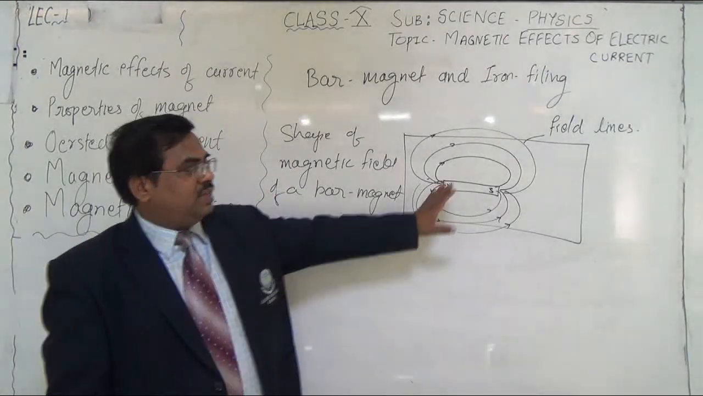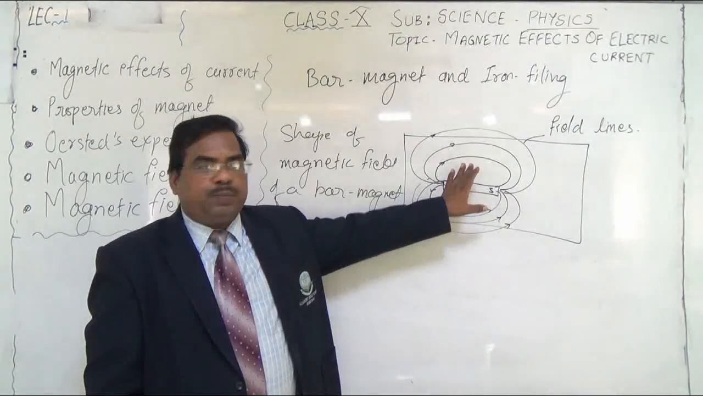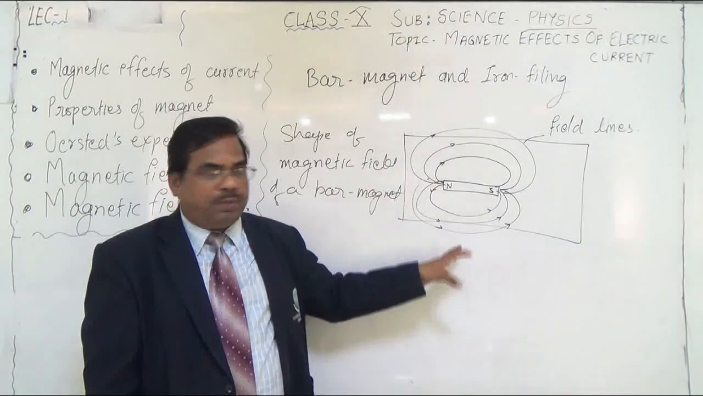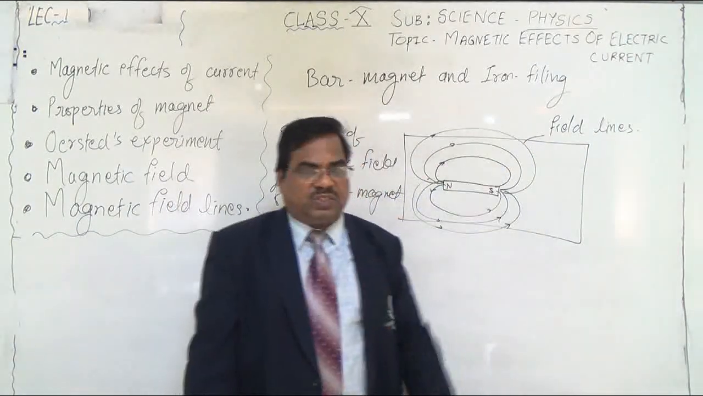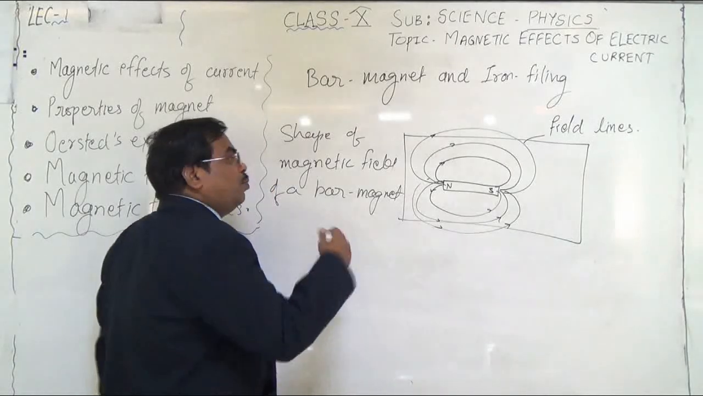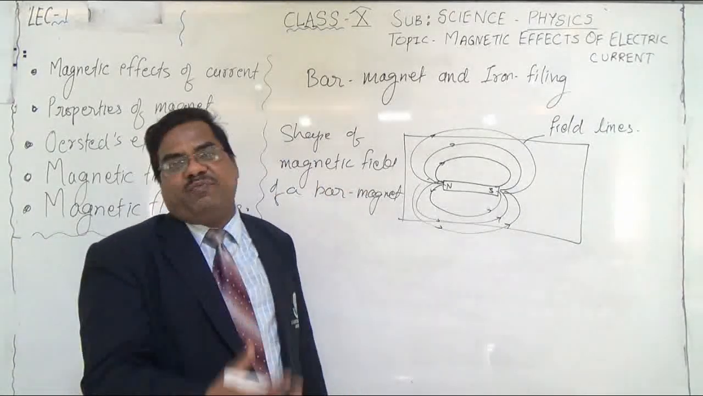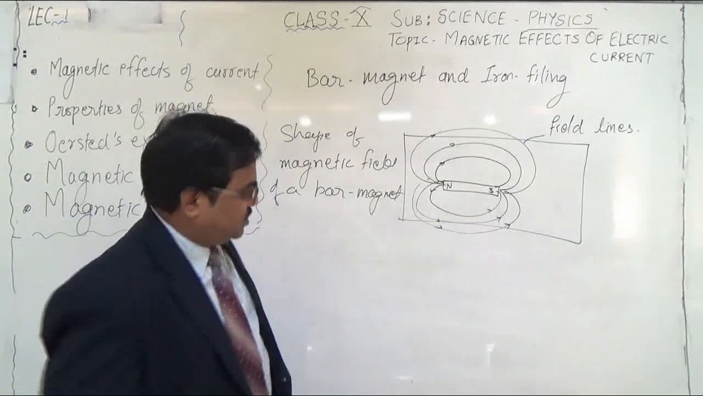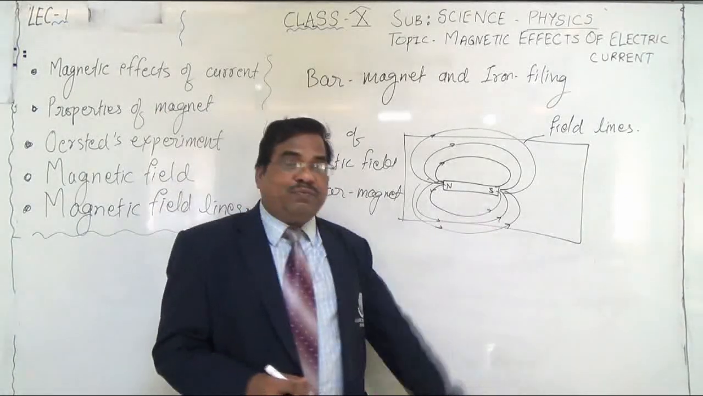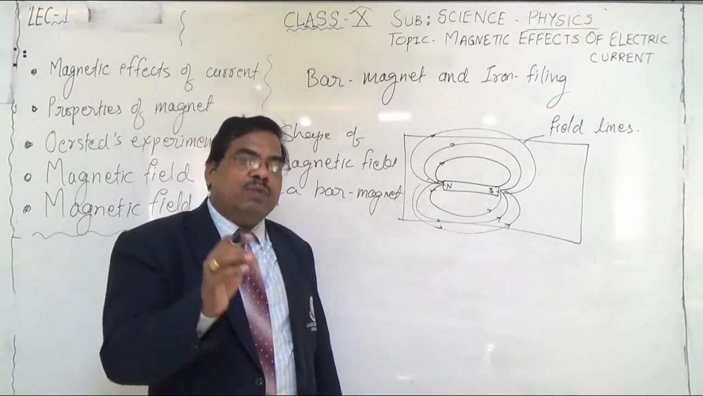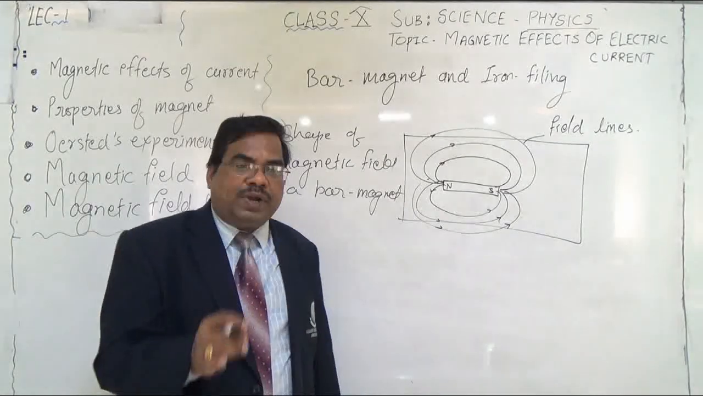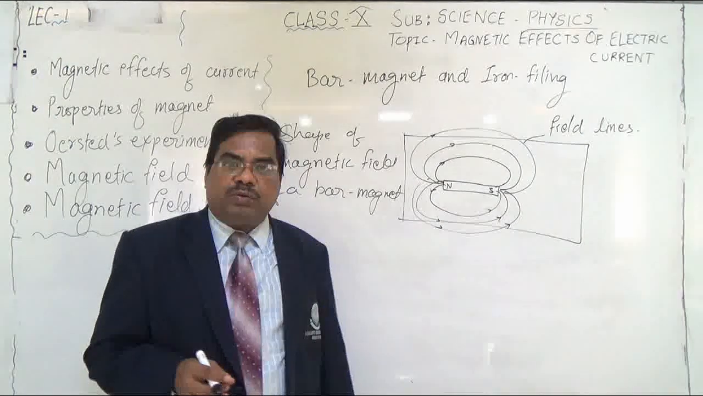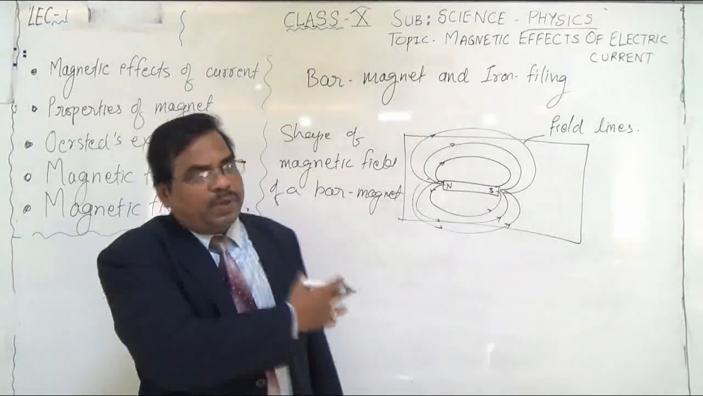A bar magnet has this kind of shape of the magnetic field. Now the lines which represent some particular shape are called field lines, or magnetic field lines. In simple terms, you can say field lines, and you can also call them magnetic field lines. These magnetic field lines are very important, and you must know some of their properties. We are going to study them next.